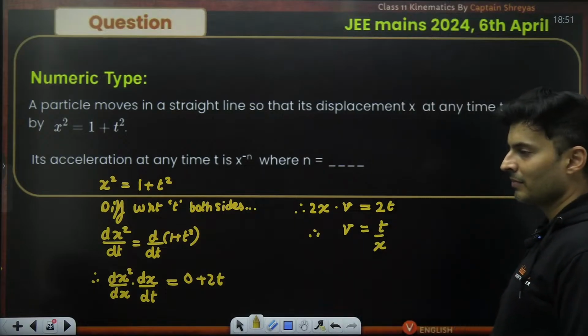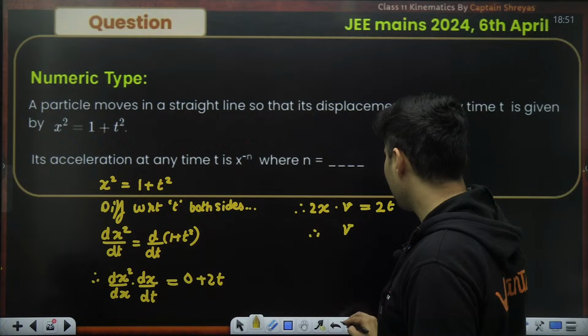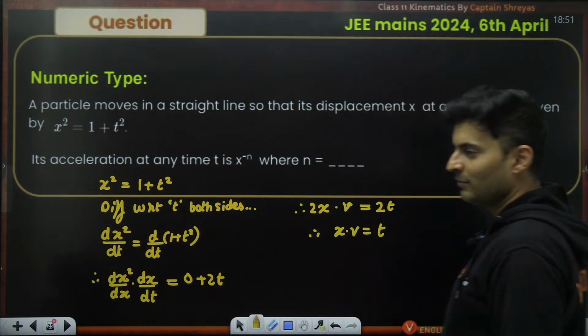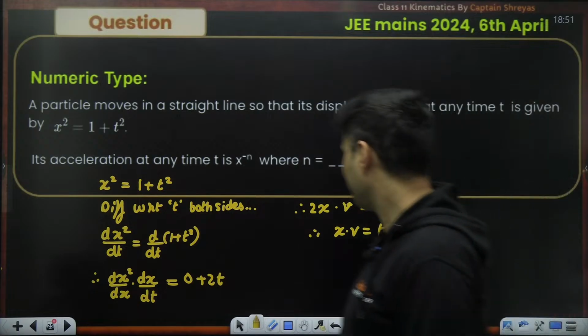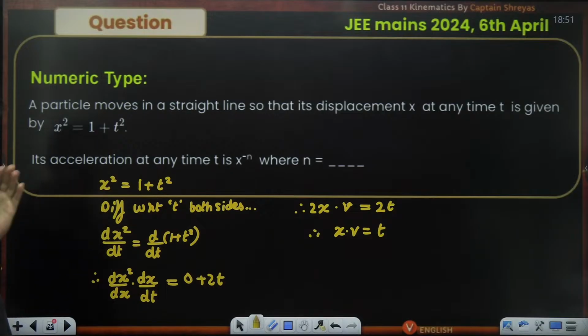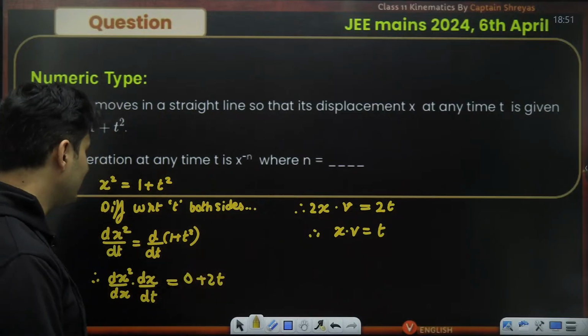Interesting. Or I can also write it as position into velocity is time. Very nice equation I got. Sir, but the question is on acceleration, sir. You have not yet got the answer. Correct. I have not yet got the answer.